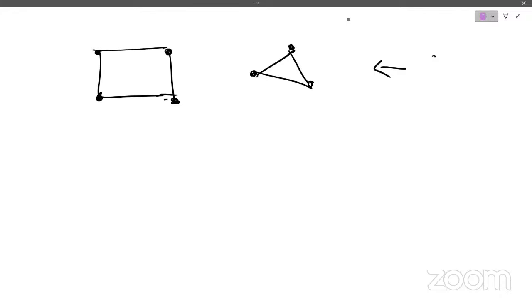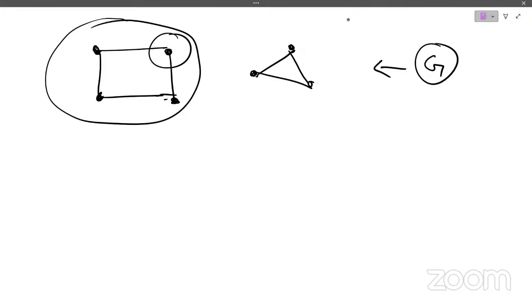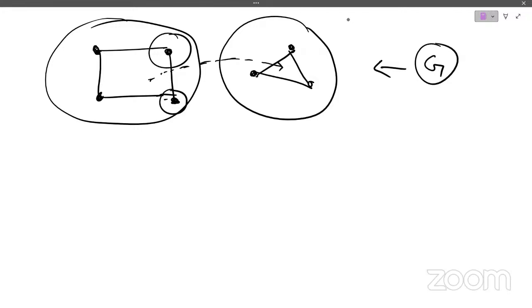Suppose this is my graph G. Now, is this graph connected or disconnected? It's disconnected, ma'am. Yes, it is disconnected, because you can reach any vertex in this component, and you can reach any vertex in this component, but there is no way to go from this component to this component. We cannot connect these two vertices. There is no path between this vertex U and V. So that's why this graph is disconnected.